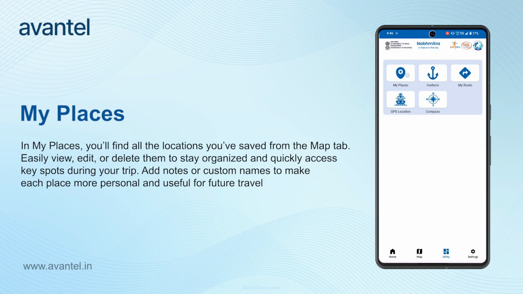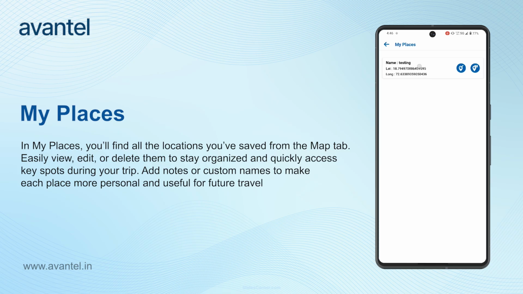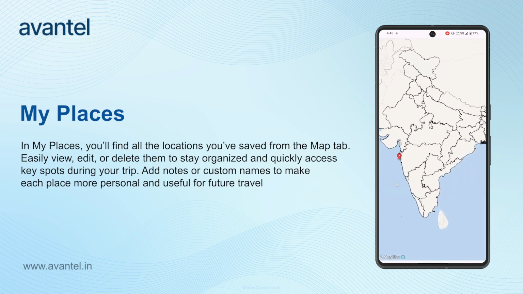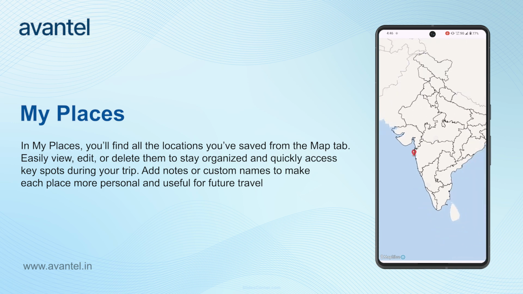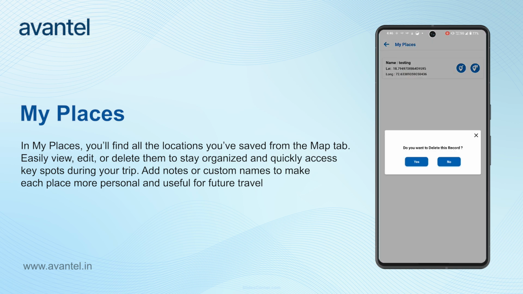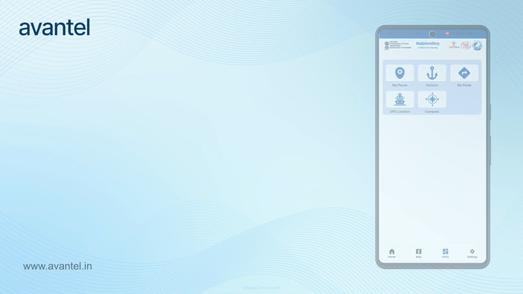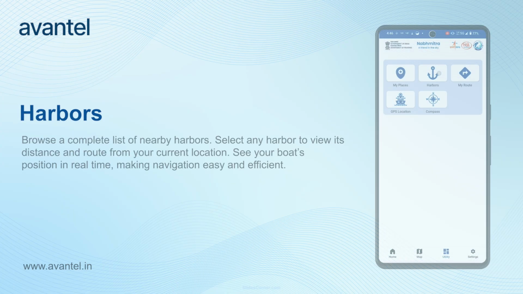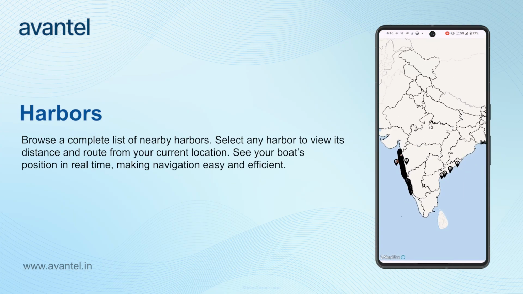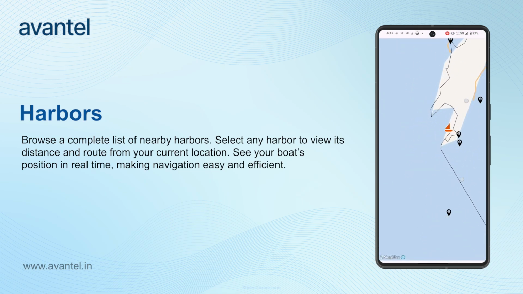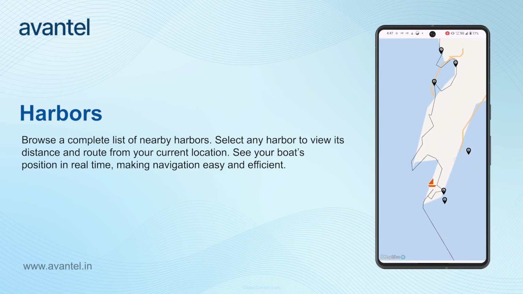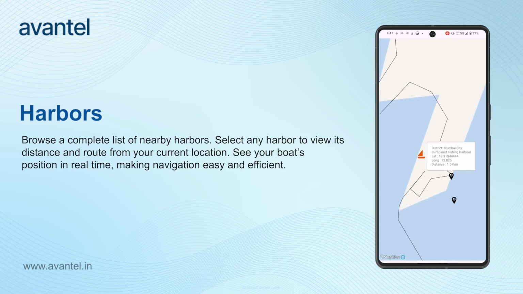In My Places, you'll find all the locations saved from the Map tab. You can view, edit, or delete them anytime, making it easier to revisit important spots during future trips. The Harbors section shows a list of all nearby harbors. By selecting one, you can see its distance and route, along with your boat's current position.